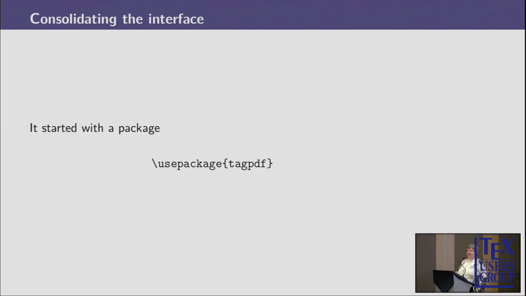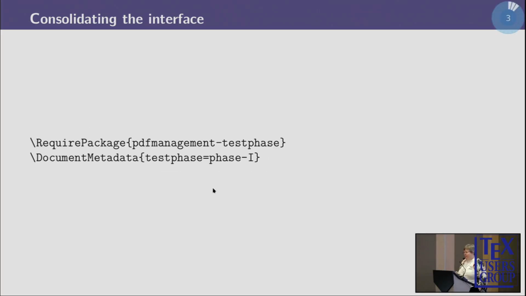Tag PDF started as a package around 2018 or something like this, and if you wanted to try out tagging with it, you had to load the package, you had to activate it, and you had to use some low-level commands. The next step, when we started really with the project, we invented the document metadata command as a trigger command which is used at the beginning of a document to show this document wants to use new code. There we can also add document settings, but it really shows new code.